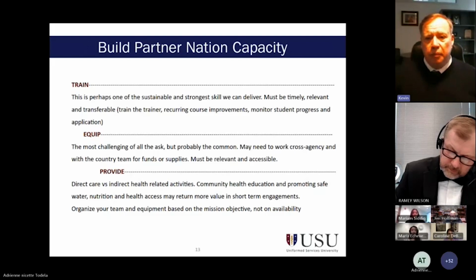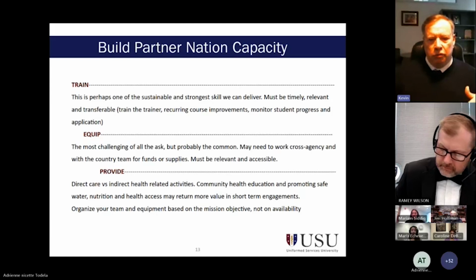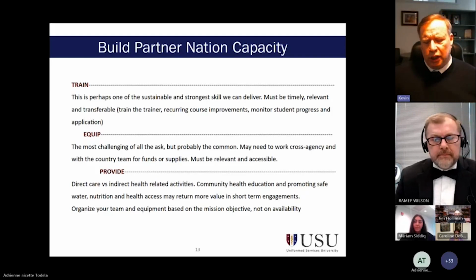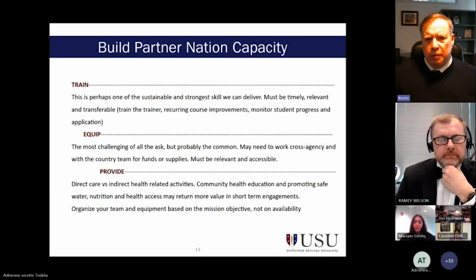Equip is harder to do, but it's probably one of the most frequently asked things that we were asked to do: well, can you buy me some equipment? This may mean that you have to operate outside the spectrum of just DoD, who may have limitations. And providing medicine. And I see some people in here who would argue, and I think there are plenty of practitioners online today who promoted the idea, that direct care may not always be the direct answer. So when we provide this capability, we have to ask ourselves, if I'm giving you this equipment, I'm giving you this training, how will you maintain, how will you sustain this capacity into the future?